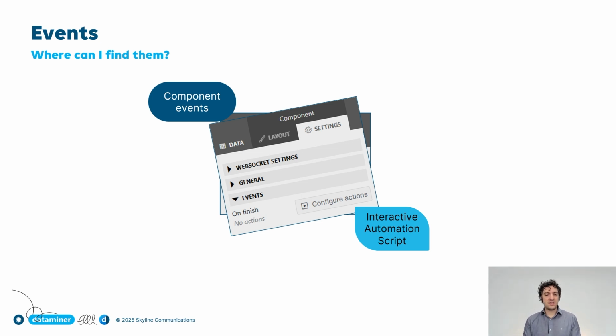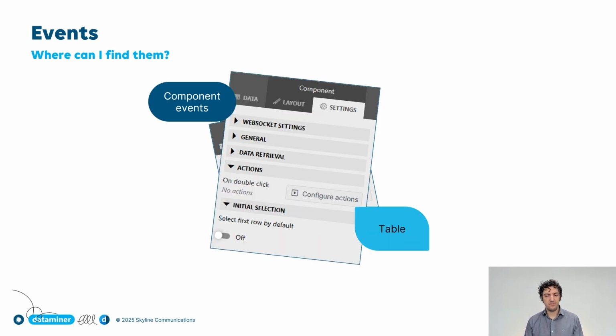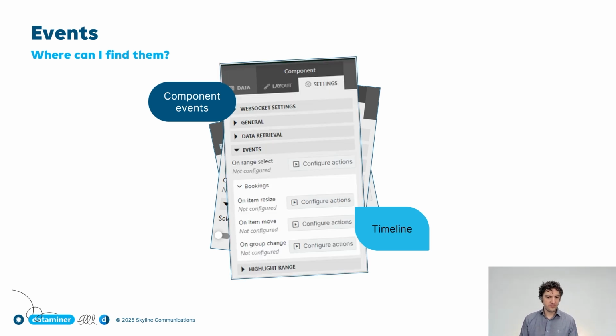When an automation script finishes, we get the onFinish event. And again, in the settings, we can configure what happens. For a table, same thing. When we double-click a row, we can execute something. The timeline is another example. Here we have multiple different events. We can do one on the range being selected, but also on resizing one of the timeline items. Often we will then execute a script that actually changes the properties of our timeline item.